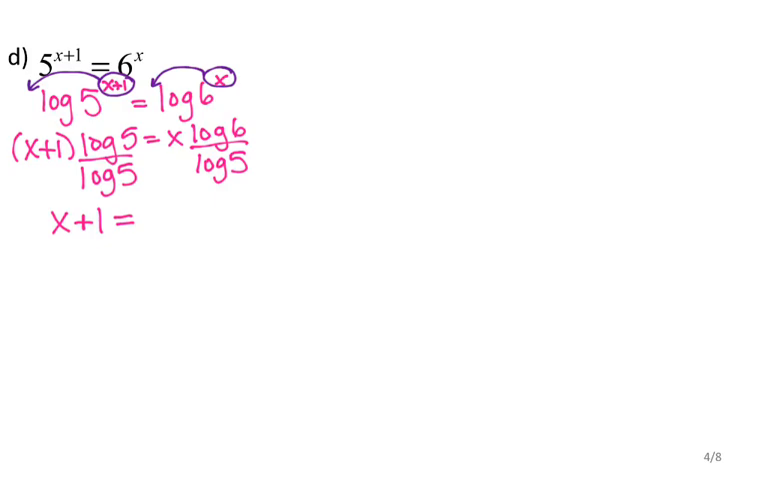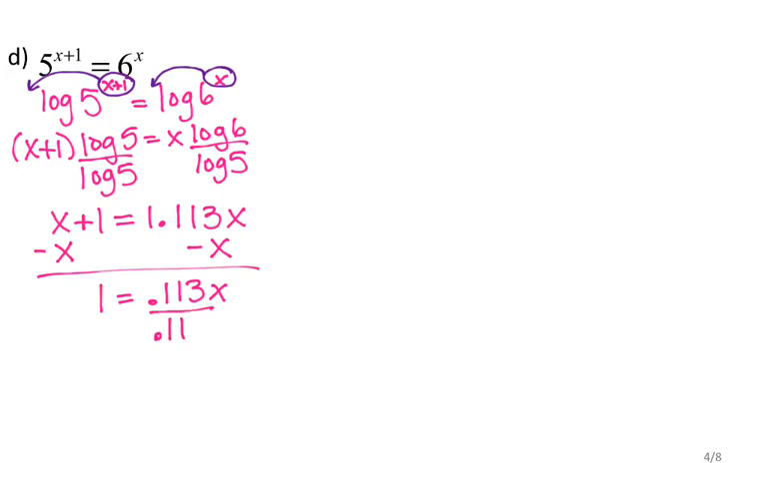I'm going to go ahead and put that into the calculator. And I'm going to go to 3 decimal places, so 1.113 times x. And then I want to get my x's on the same side, so I'm going to subtract this x from both sides. That leaves me with 1 equals 1.113x minus 1x is 0.113x. And then I'm going to divide. So I have x equals 1 divided by 0.113 is approximately 8.850.